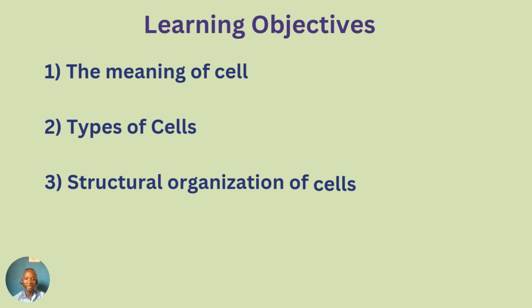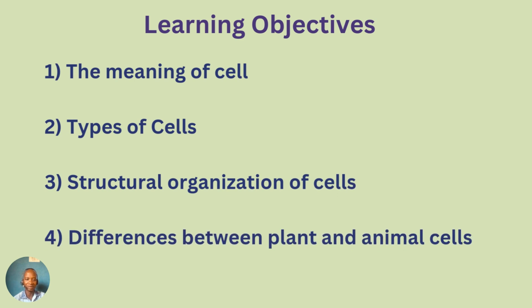At the end of this lesson or lecture, we're going to know the meaning of cells and then know the types of cell, know the structural organization of cells, and then be able to differentiate between plant cell and animal cell.